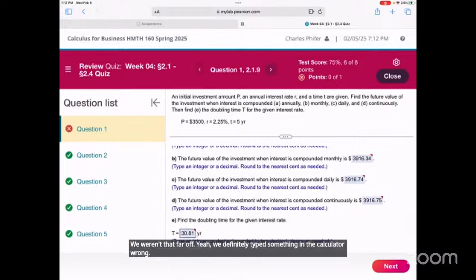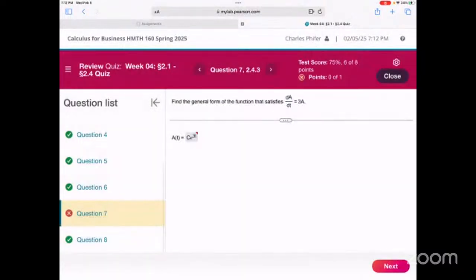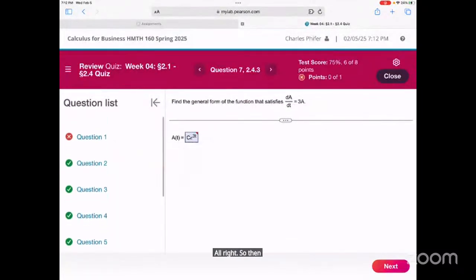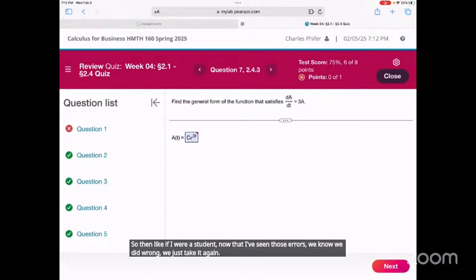Okay, and let's see what happened here. See, I let C be 1. Okay, so that's fine. So yeah, we should have just put C, but that's okay. All right. Well, that was pretty good for a speed run. So if I were a student, now that I've seen those errors, we know what we did wrong, we just take it again, and then we get our full credit.